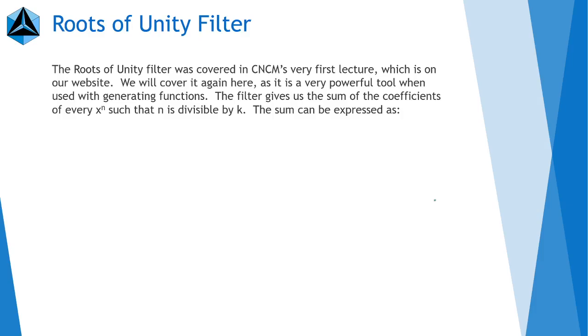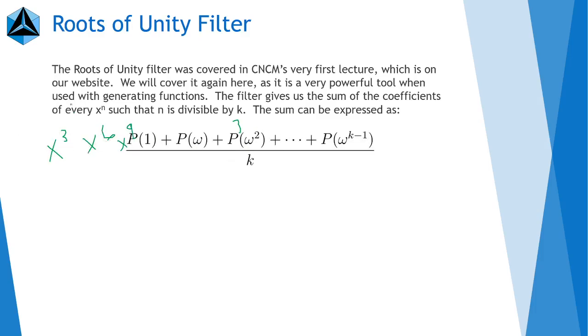So the filter gives us the sum of the coefficients of every x to the n such that n is divisible by k. So let's say we had a polynomial and k was equal to 3. That means we could find the sum of the coefficients of x cubed, x to the sixth, x to the ninth, and so on, instead of just finding them one by one. This sum can be expressed as this formula right here.